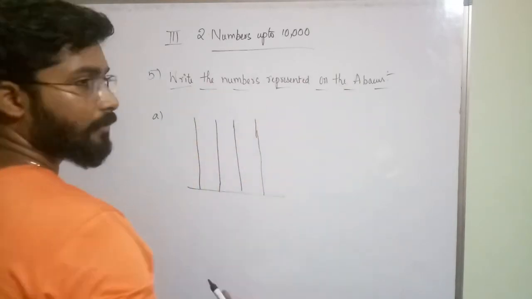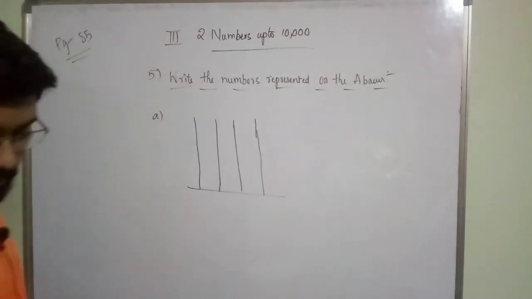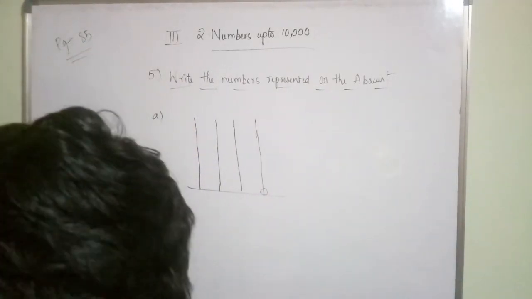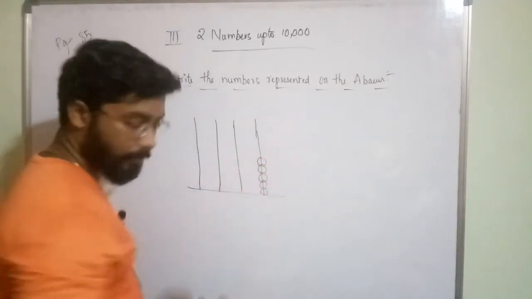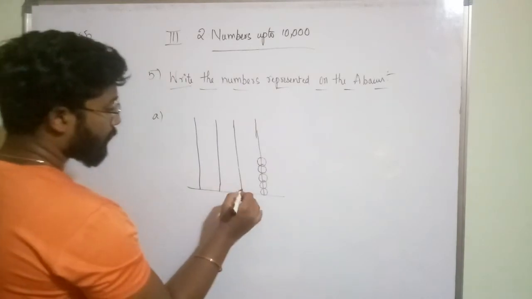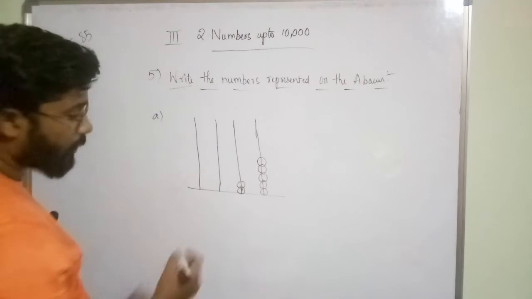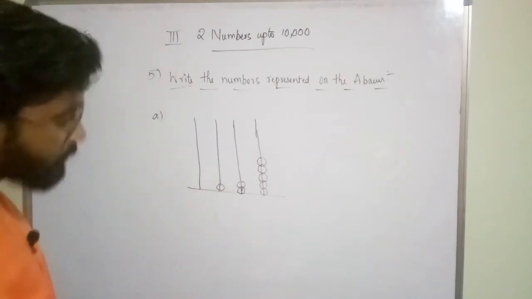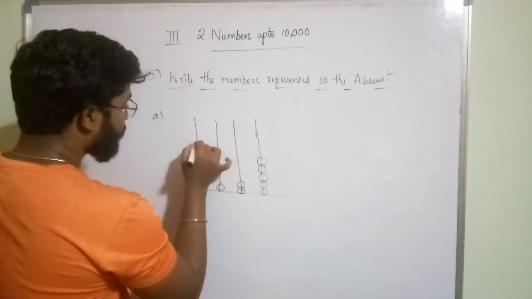From right to left we are going. This is ones, tens, hundreds, thousands. Okay. So ones rod is having how many beads here? 5 beads are there. 1 2 3 4 5. Completed. Next, tens rod is having 2 beads. Next, hundreds rod is having 1 bead. Next, this thousands rod is having 7 beads. 1 2 3 4 5 6 7.